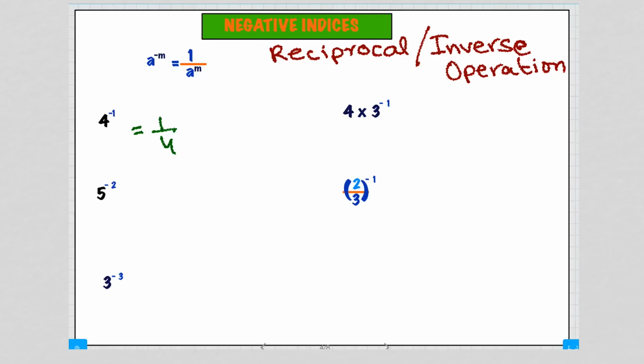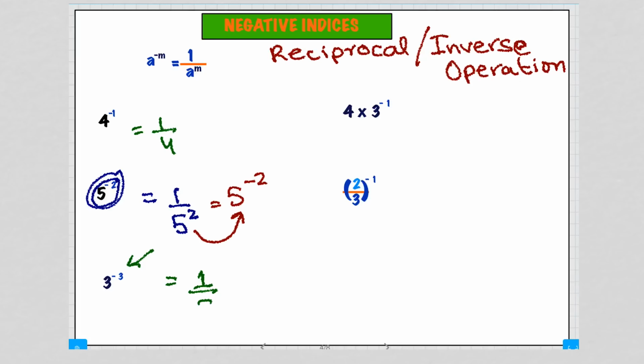For the next one, 5 to the power minus 2, we're going to do the same thing. It equals, write 1 first and then write the same thing, 5 to the power minus 2, but as positive, as 5 squared. The sign changes from negative to positive. Please always remember the sign changes. If I need to write the reciprocal of 5 squared, it would be 5 to the power minus 2, so it goes from denominator to numerator. Next one, 3 to the power minus 3, same thing: write 1 first and then write 3 to the power positive 3. So it changes from minus 3 to plus 3, but you need to write it as 1 over.